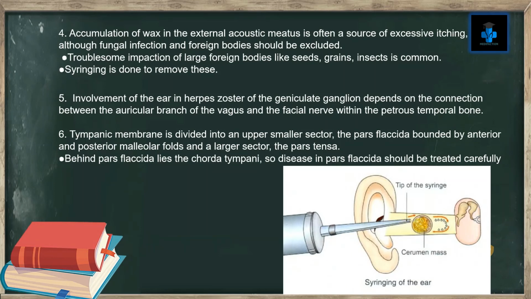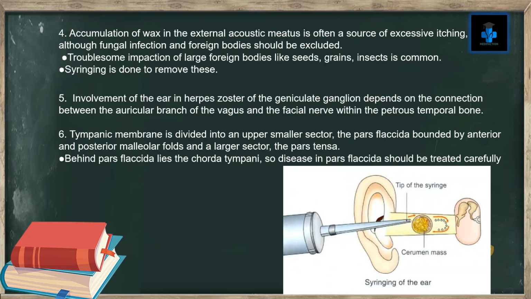Number five. Involvement of the ear in herpes zoster of the geniculate ganglion depends on the connection between the auricular branch of the vagus and the facial nerve within the petrous temporal bone.